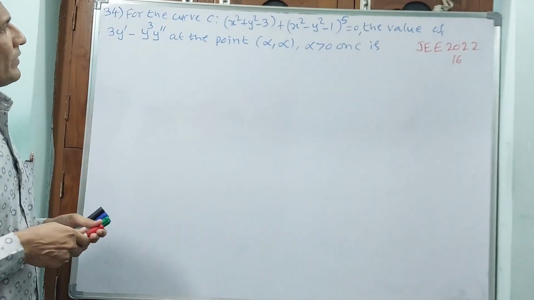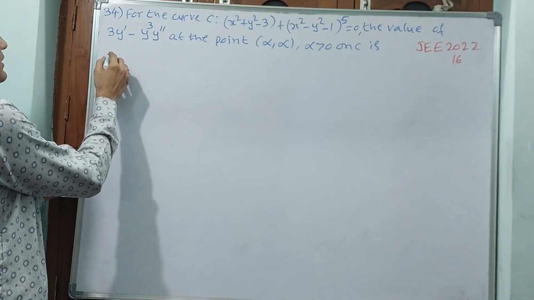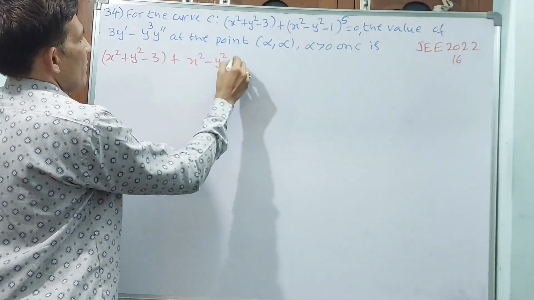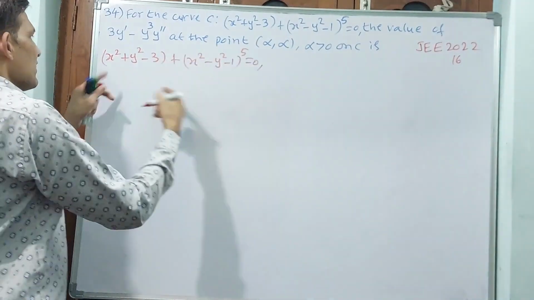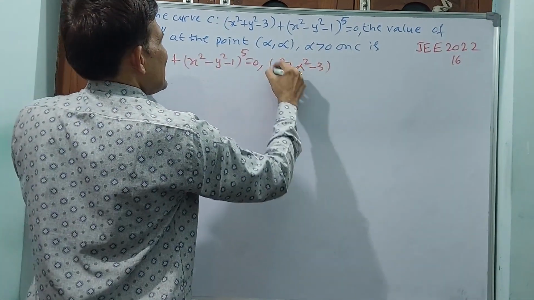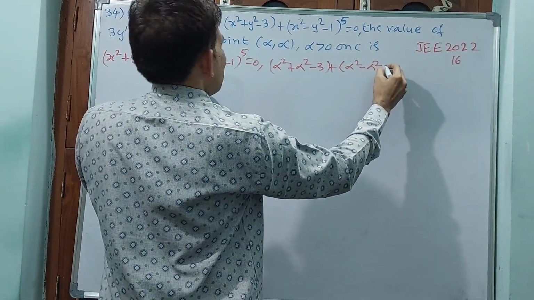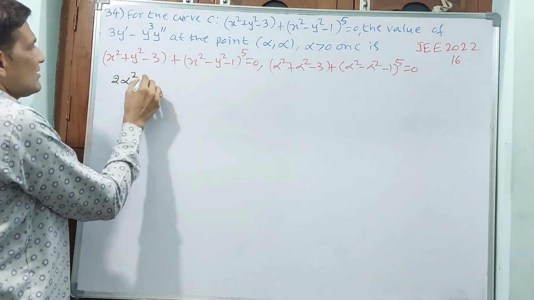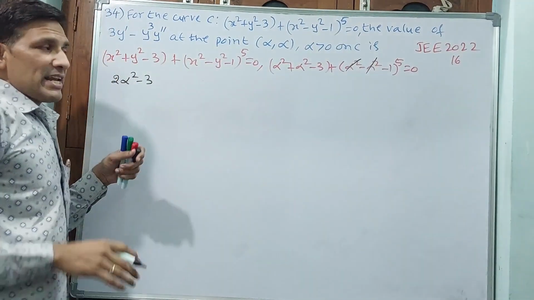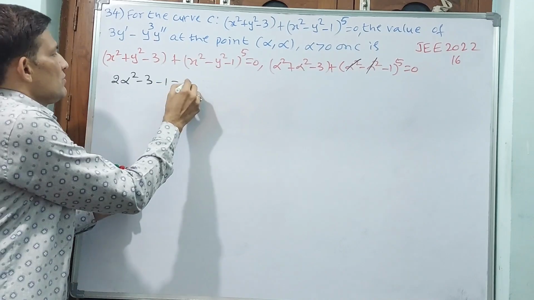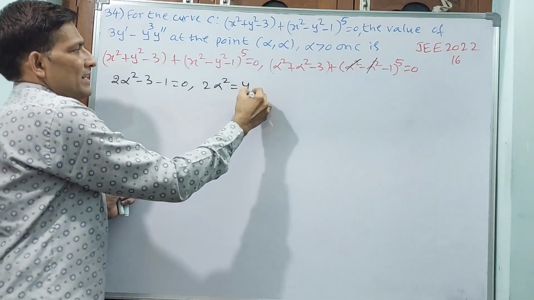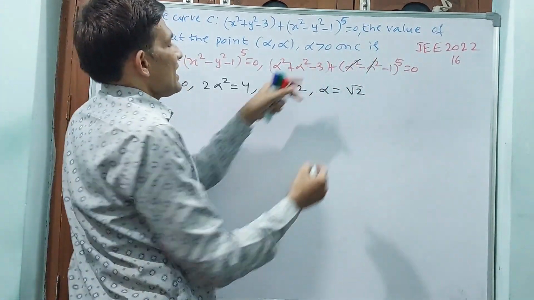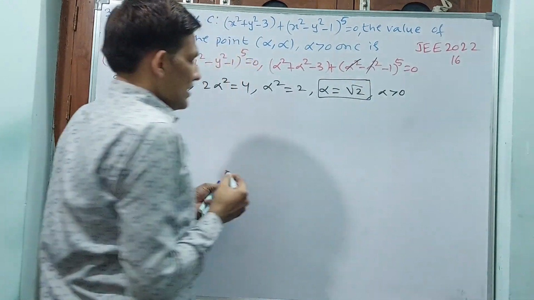Now see, I am substituting α in this: x² + y² − 3 + (x² − y² − 1)⁵ = 0. If I substitute α, automatically α² + α² − 3 + (α² − α² − 1)⁵ = 0. So 2α² − 3, the α² − α² gets cancelled out. Minus 1 to the power of 5, an odd number, negative will come, so minus 1 equals 0. Or else 2α² = 4, so α² = 2. Alpha is equal to plus or minus root 2, but minus root 2 should not be taken. Why? Because α is greater than 0. That means you have got the α value.